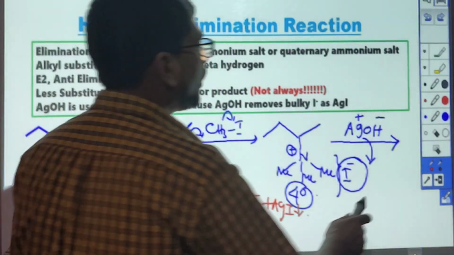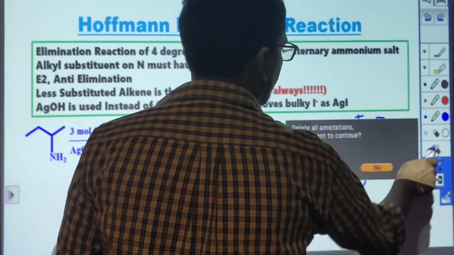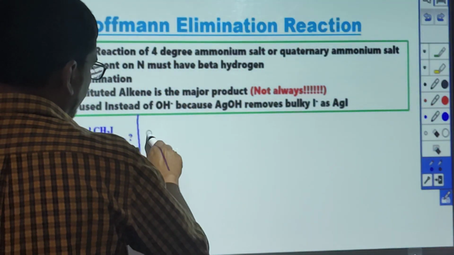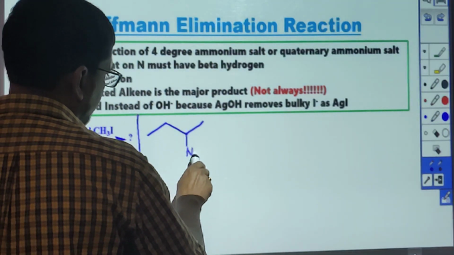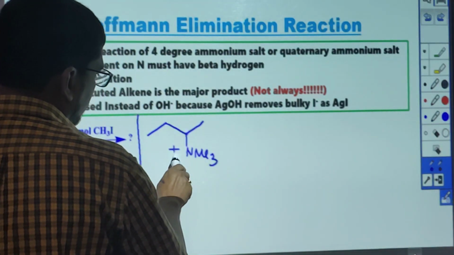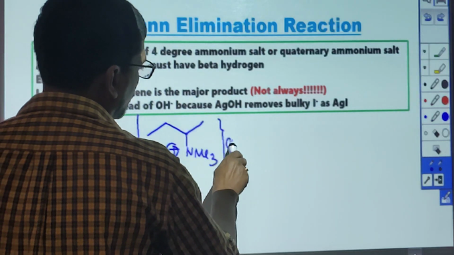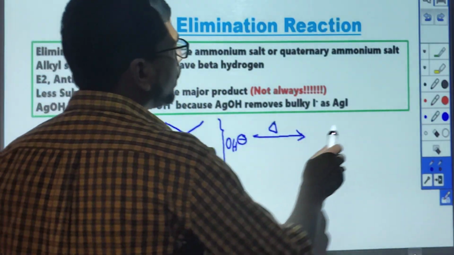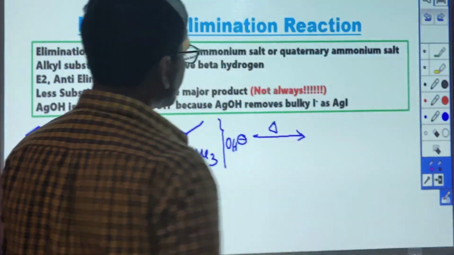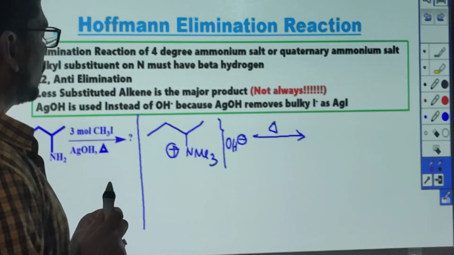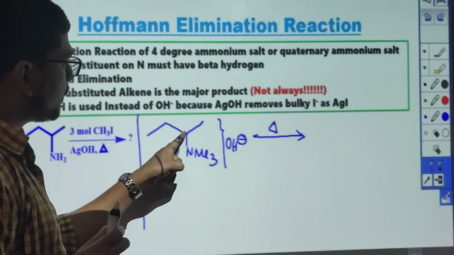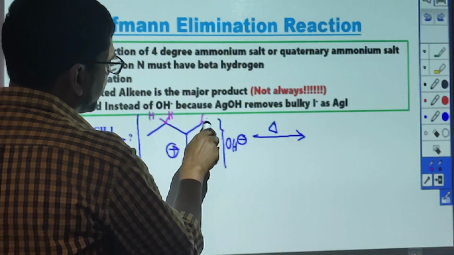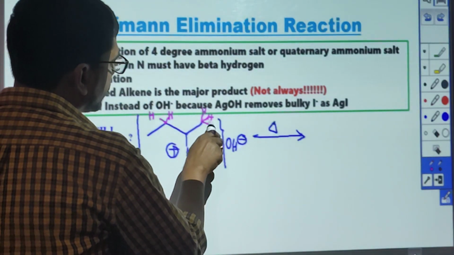Now I'm going to do the Hoffmann elimination reaction. What we have got is NMe3 plus and OH minus. In order to do the E2 elimination, we need to find the beta hydrogens. This is the alpha carbon, this is beta. There are 2 beta hydrogens here and 3 beta hydrogens here.